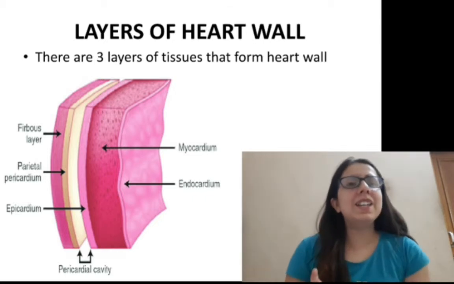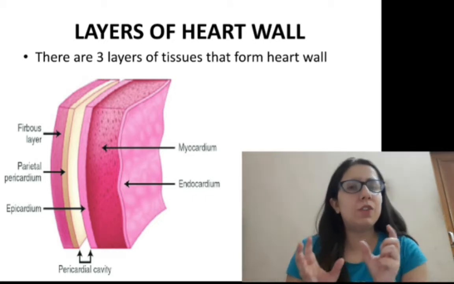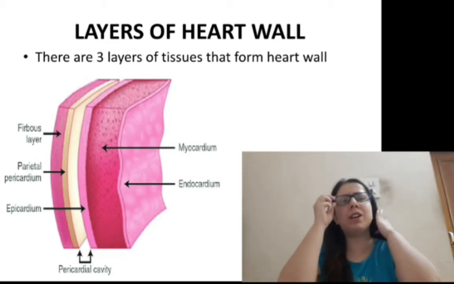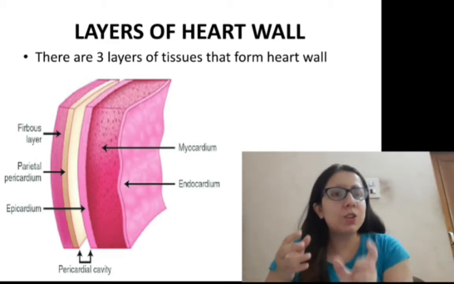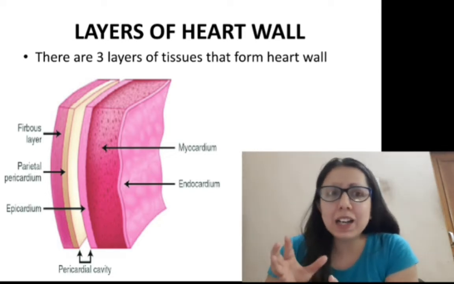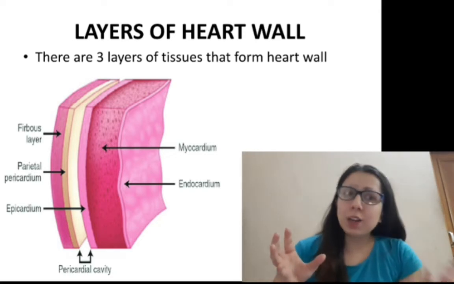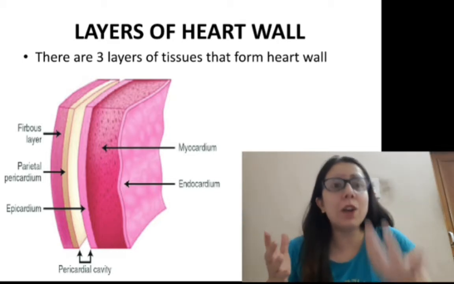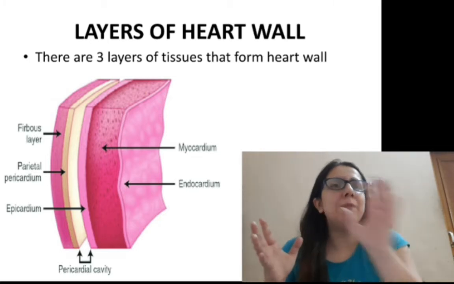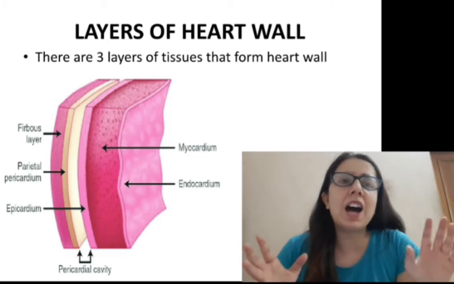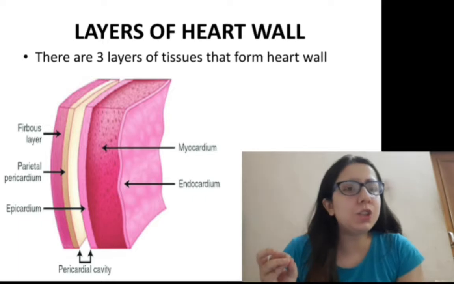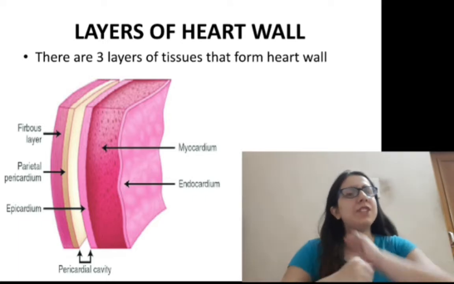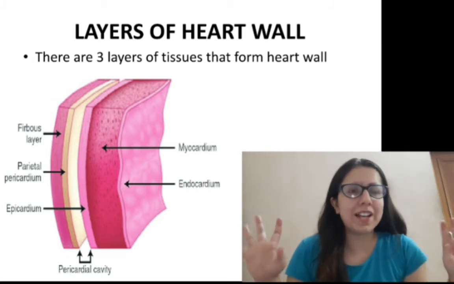In all these layers, the word you have been visualizing is cardium. Cardium is for the heart. Okay, it is easy to remember in that context. So the outermost is epicardium, the middle one is myocardium, and the inner one is endocardium, right? These are the layers of the tissues that form the heart wall. So we have studied the layers of the wall.